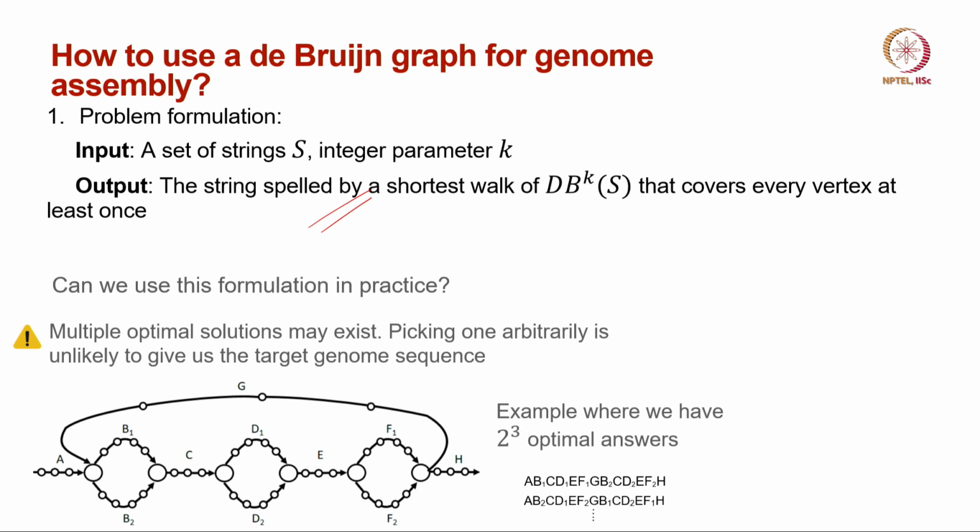This is clear from the example shown below. So, if you think of this example and if you think about the shortest vertex covering walk in this graph? Well, you can see that maybe one way to build the shortest vertex covering walk is to take A, then B1, then C, then D1, then E, then F1, then you will have to go back and then you will have to cover B2 because these were left uncovered, then D2 and then F2, and then you can proceed to H.